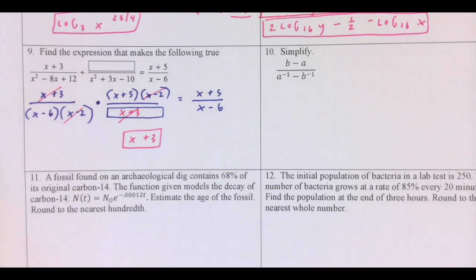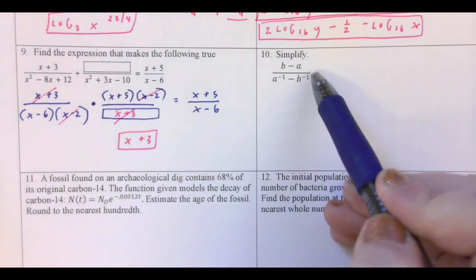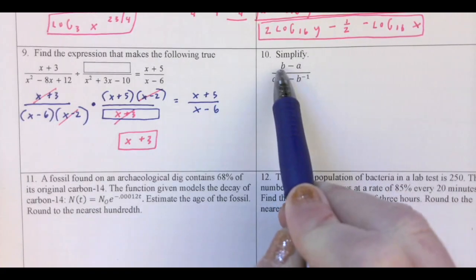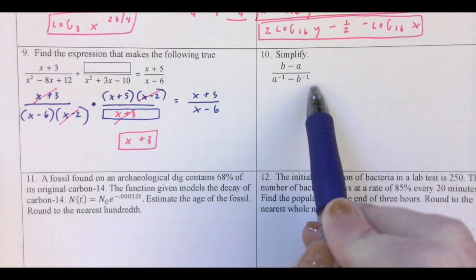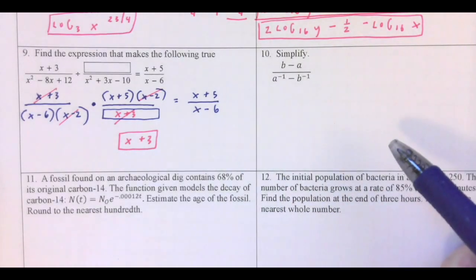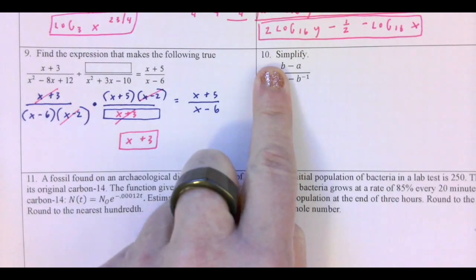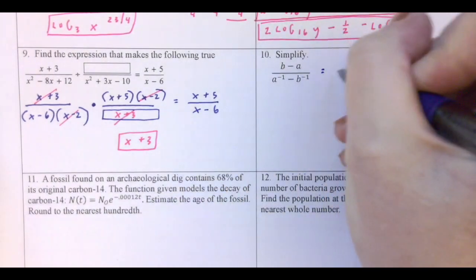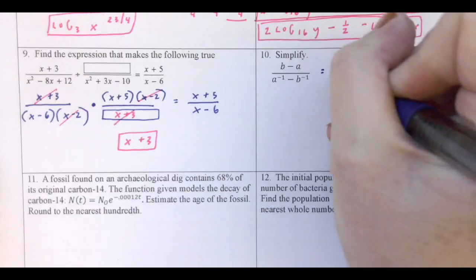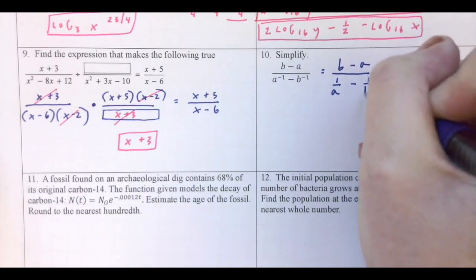Okay, next I'm simplifying another complex fraction. So first thing to look at is the numerator is just b minus a, and the denominator has these two separate terms that both have a negative exponent. So I need to resolve what is a to the negative first power, that's 1 over a, and then b to the negative first power is 1 over b. So let me first rewrite it as b minus a over 1 over a minus 1 over b.